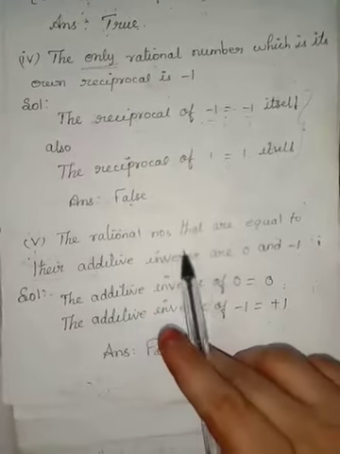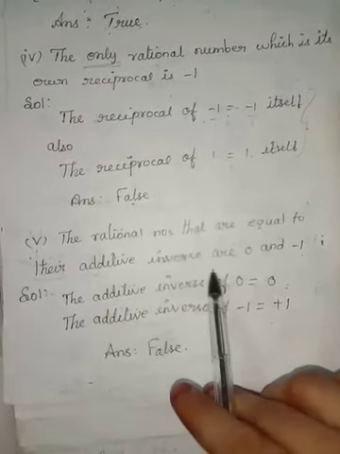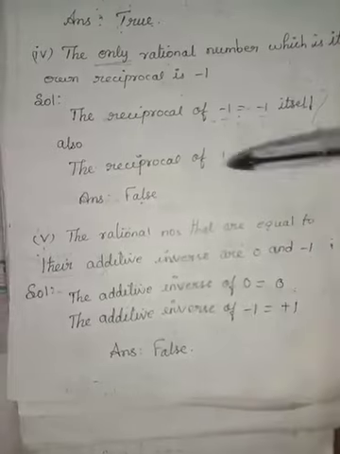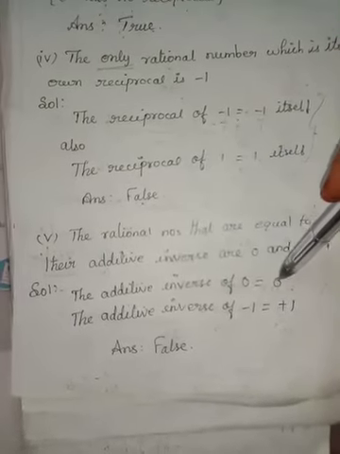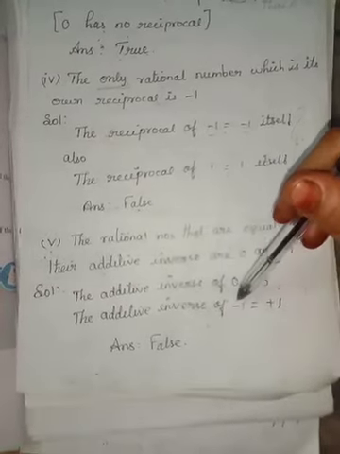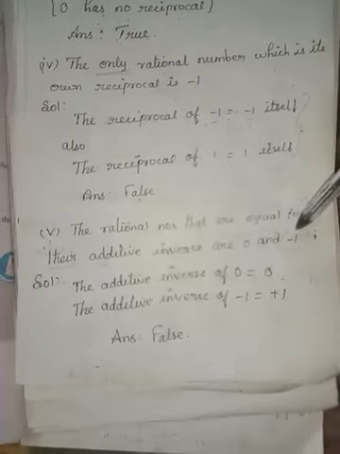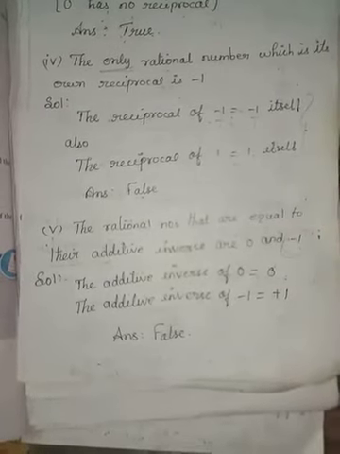Fifth one: the rational numbers that are equal to their additive inverse are 0 and minus 1. The additive inverse of 0 is 0. The additive inverse of minus 1 is plus 1. But they said minus 1. The statement is false.